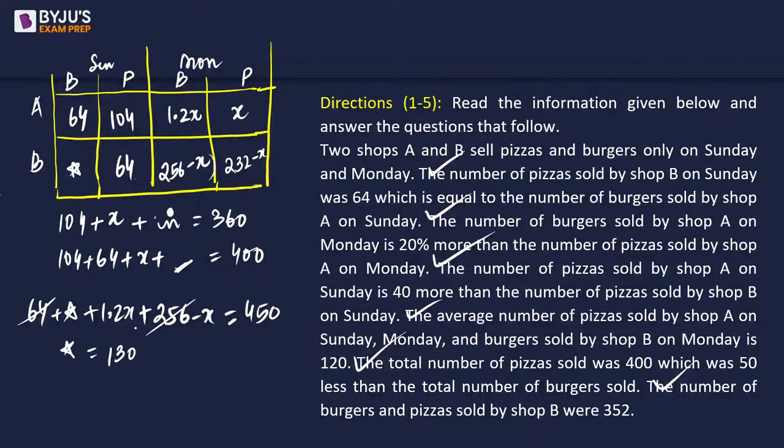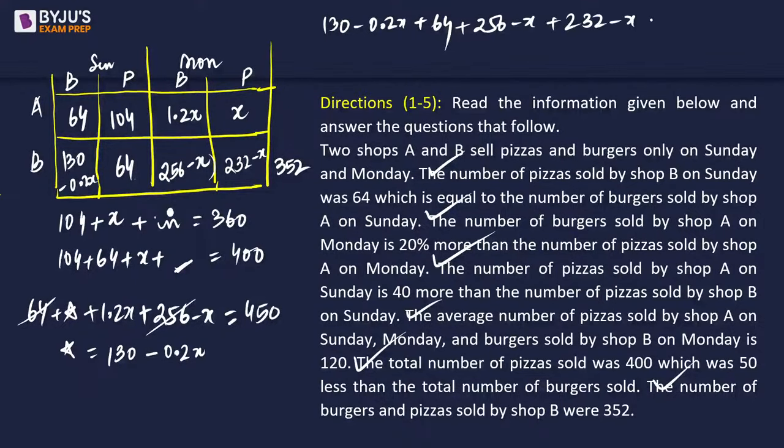1.2x minus x is 0.2x. So this is 130 minus 0.2x. So this asterisk is going to be 130 minus 0.2x. And the last part is the number of burgers and pizzas sold by shop B, as in the sum of these four is 352. So we will have 130 minus 0.2x plus 64 plus 256 minus x plus 232 minus x. This is given as 352.